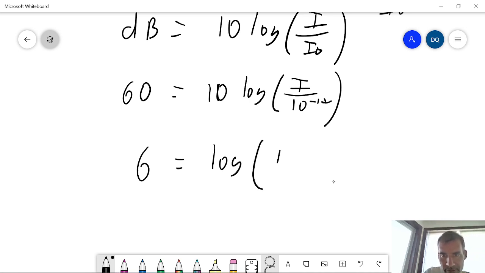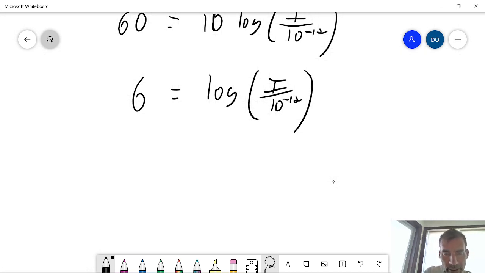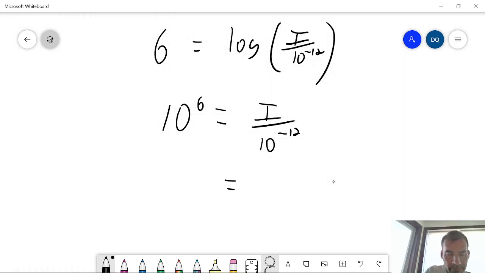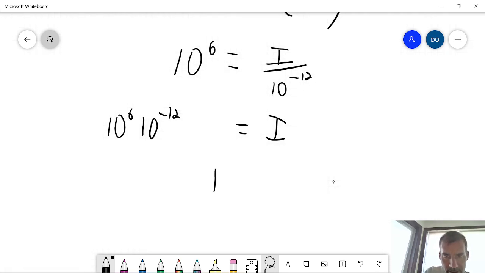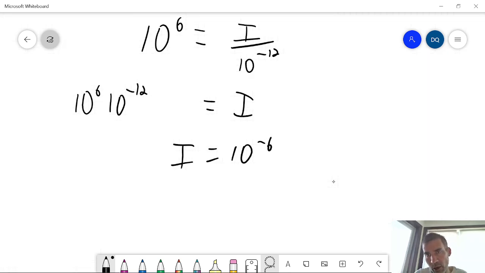So divide out the 10. And now convert that to exponential form. Multiply that up. And this gives me 10 to the minus 6, or 1/1,000,000th of a watt per meter squared.